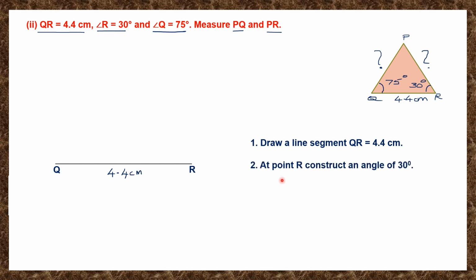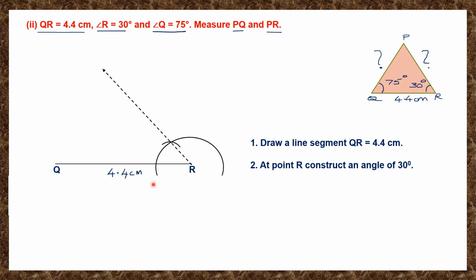Next step is at point R, construct an angle of 30 degrees. So follow your rough figure. This will help you understand where to get your different angles. So at R, we need to get an angle of 30 degrees. For that, you need to draw an arc. So we have drawn an arc, then place the needle of your compass at this point here and cut this arc. Okay, so we have cut an arc and that is the 60-degree point.